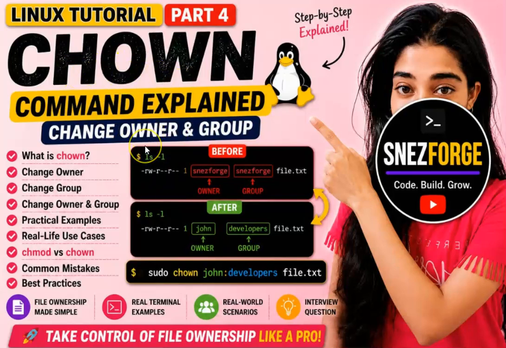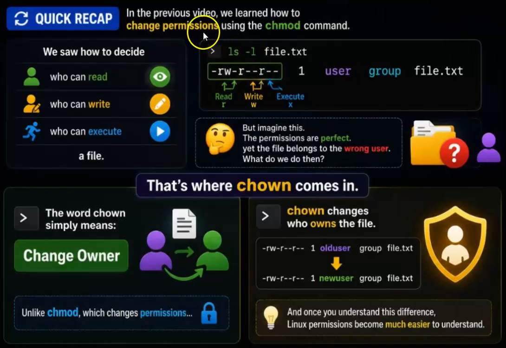So, a quick recap I want to share before this. In the previous video, we learned how to change permissions using the chmod command. We saw how to decide who can read, who can write, and who can execute a file. But imagine this: the permissions are perfect, yet the file belongs to the wrong user. Then what do we do? That's where the chown command comes in.